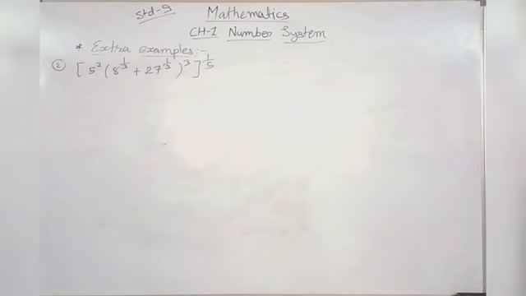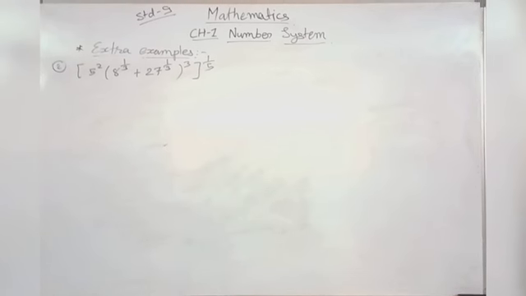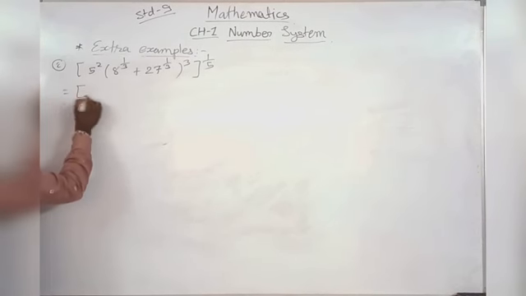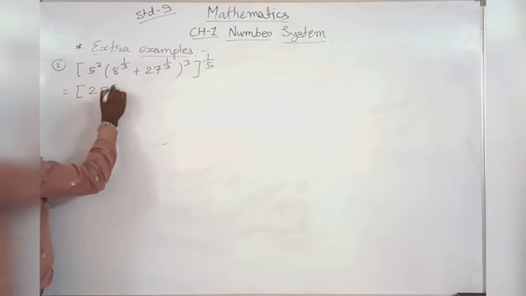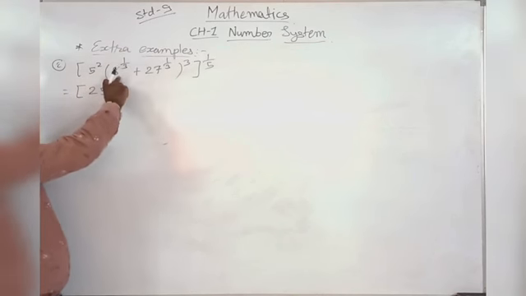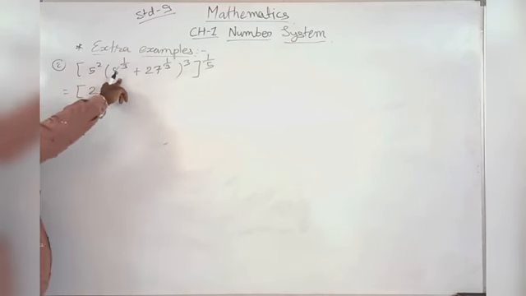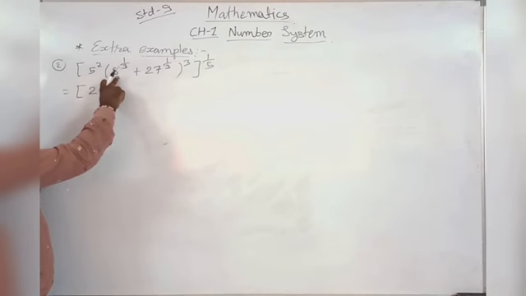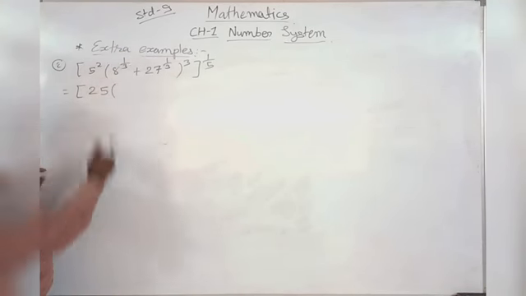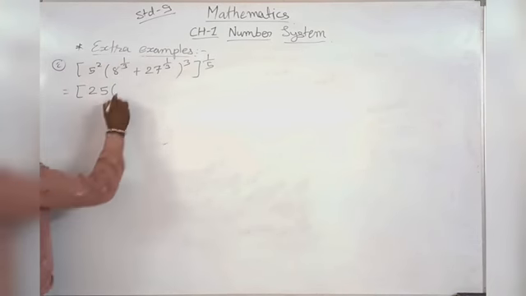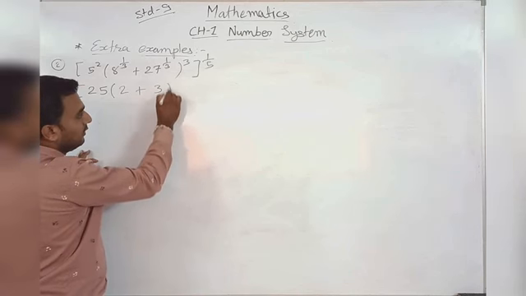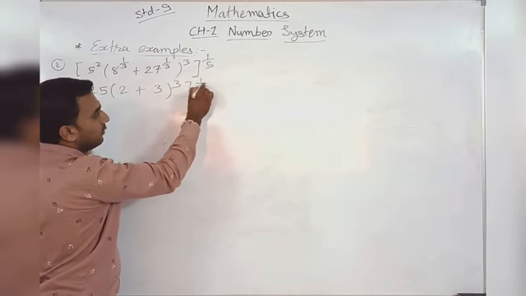First we solve what is between the brackets, the small bracket. Here 5 squared is 25. Here 8 to the 1 upon 3 power: we know that 8 is 2 cubed, so this is 2 cubed to the 1/3, the 3 and 1/3 cancel, so the answer is 2. Here we know that 27 is 3 cubed, so the answer will be 3.